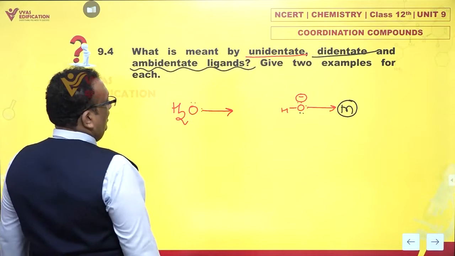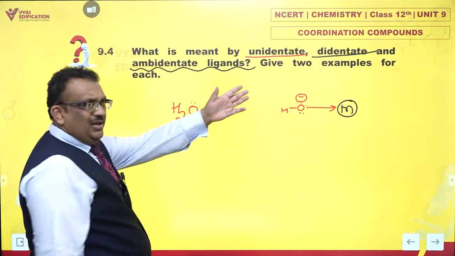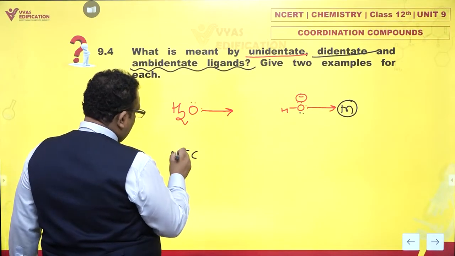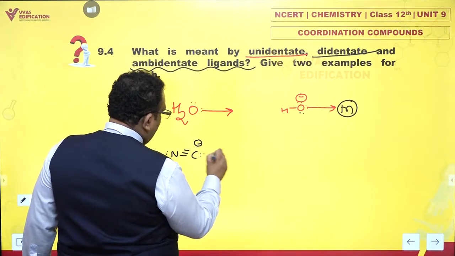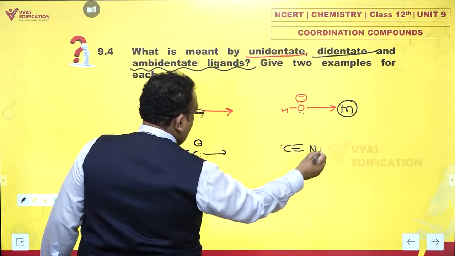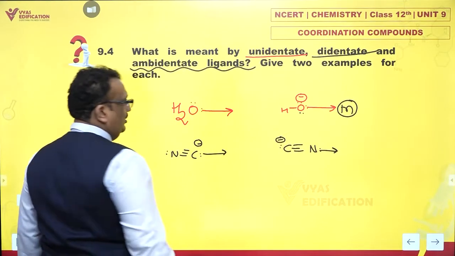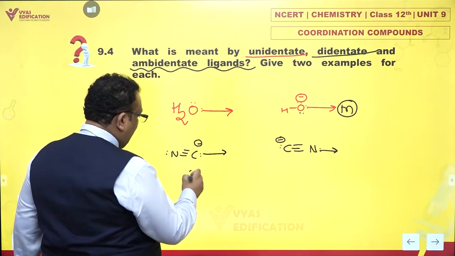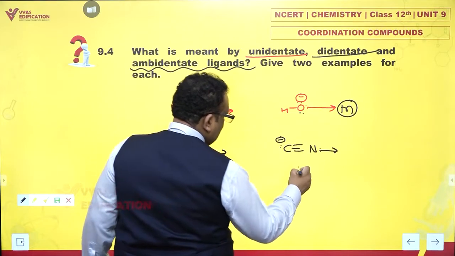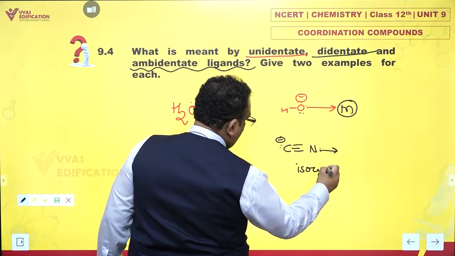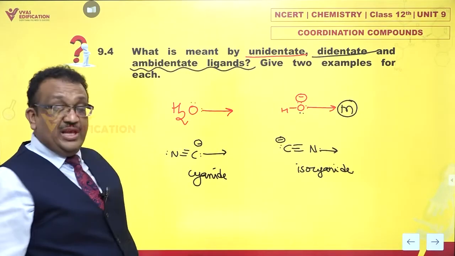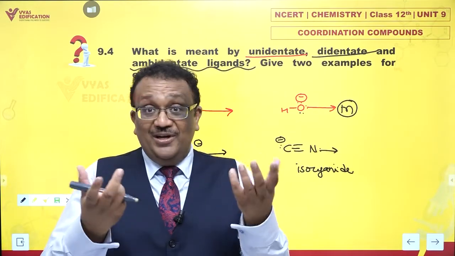Give me an example. Well, I will give you an example. I'll write down examples for bidentate later, but let's finish ambidentate first. If you have cyanide ion, for example, cyanide can get attached through carbon or through nitrogen. This is called cyanide. This is isocyanide. Old name, but nonetheless a name. So cyanide in that sense becomes an ambidentate ligand.